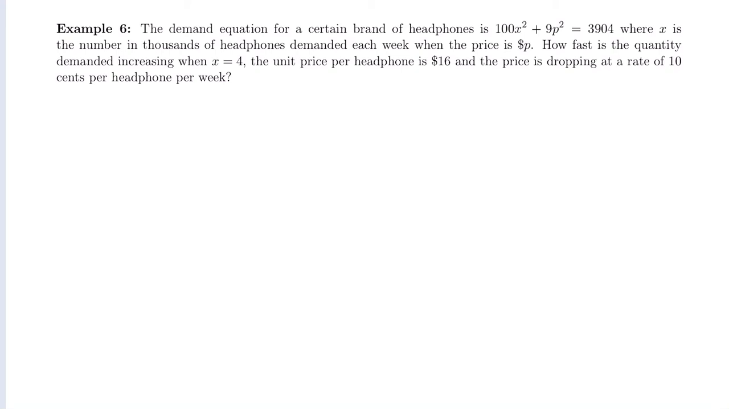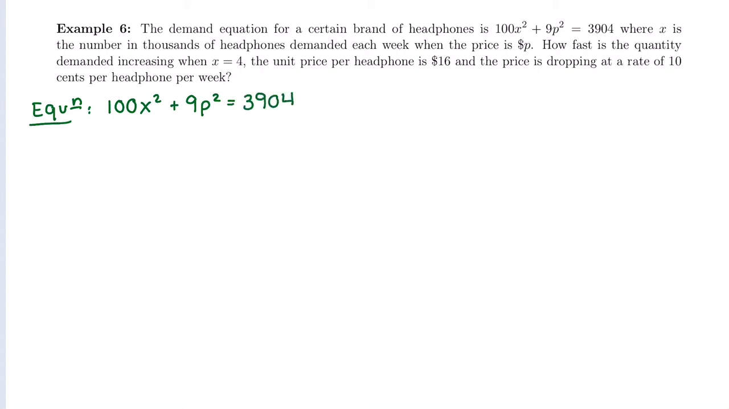So we have the demand equation for a certain brand of headphones is 100x squared plus 9p squared equals 3,904. So there's our equation. It's actually a little bit nicer than working with shapes because we don't have to figure out, well, how do I relate volume and radius or something like that? We're given our equation that we're going to take the derivative of. So our equation for this one, for the demand, is that 100x squared plus 9p squared equals 3,904.